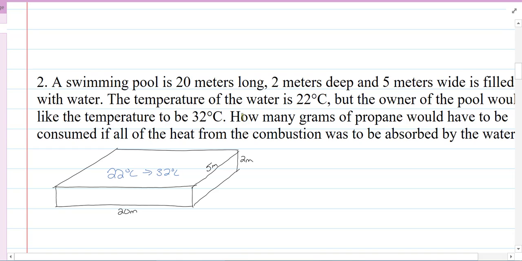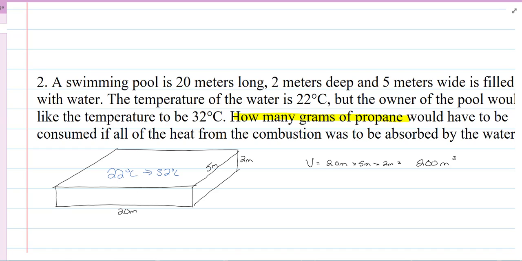Here's our question. How many grams of propane would have to be consumed if all the heat from the combustion was to be absorbed by the water? Wow. Okay. Well, first, how much water do we have? Well, the volume of my pool is 20 meters by 5 meters by 2 meters. So that's, what, 200 meters cubed? There's the volume of the pool.